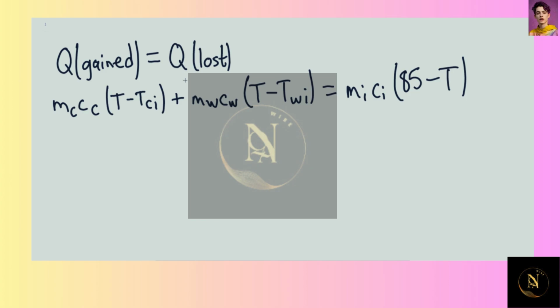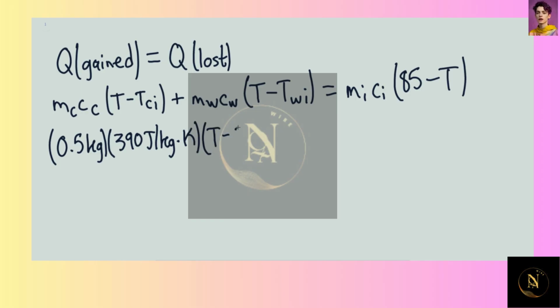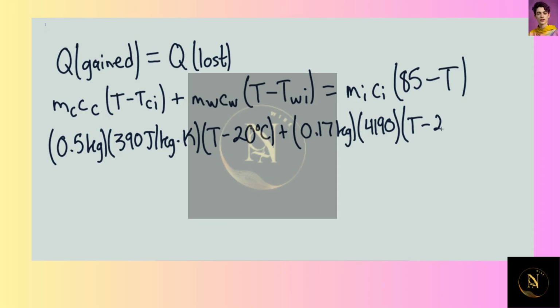So at this point, we can actually solve and say that this is going to be 0.5 kilograms times 390 joules per kilogram per Kelvin, times T minus 20 degrees Celsius, plus the mass of the water, so 0.17 kilogram, times the specific heat of the water, 4,190 joules per kilogram per Kelvin, times T minus, again, 20 degrees Celsius, is going to be equal to the mass of the iron.